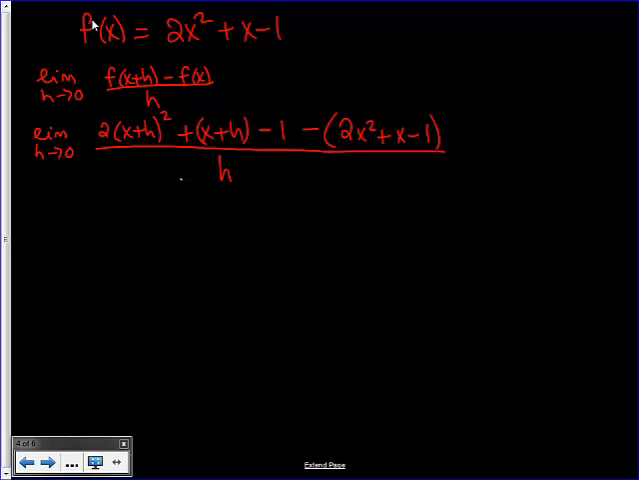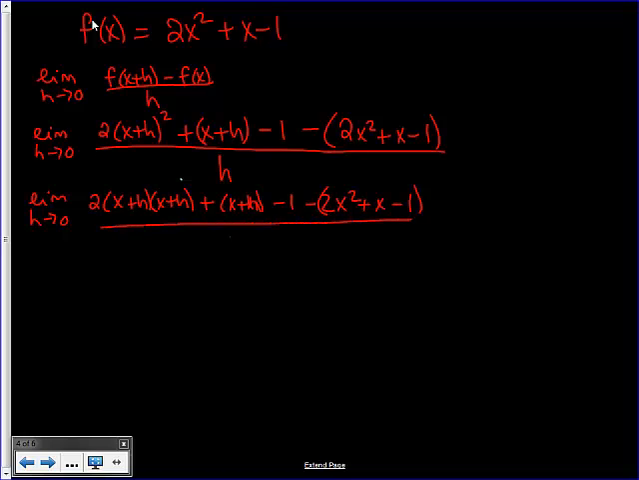Just a reminder that the limit as h goes to 0 of 2 times x squared plus h squared. X plus h quantity squared is actually x plus h times x plus h, plus x plus h minus 1 minus the 2x squared plus x minus 1. Okay, let's combine our algebra.